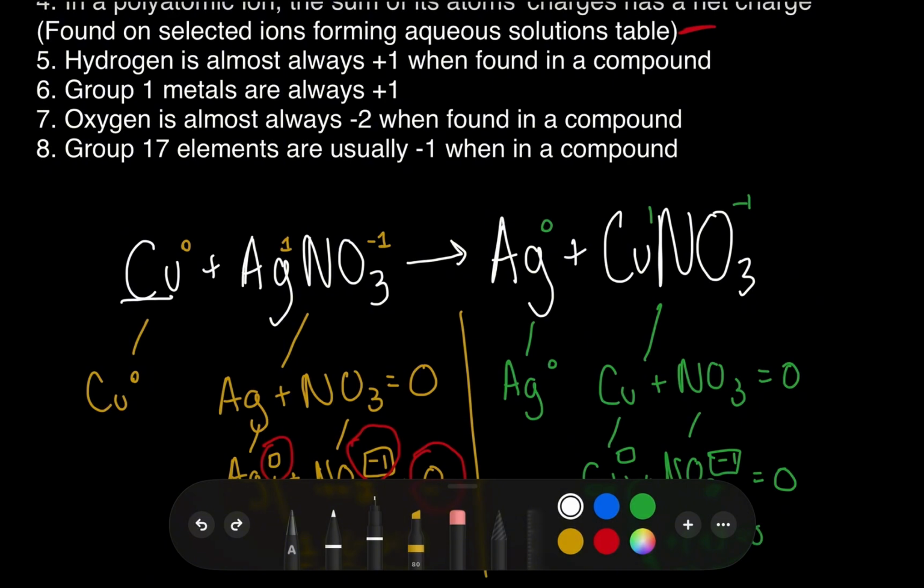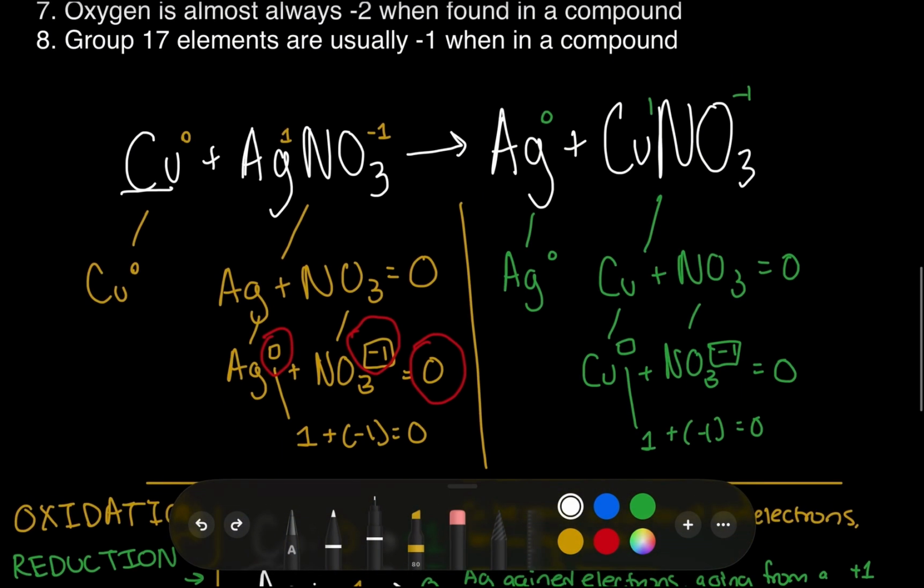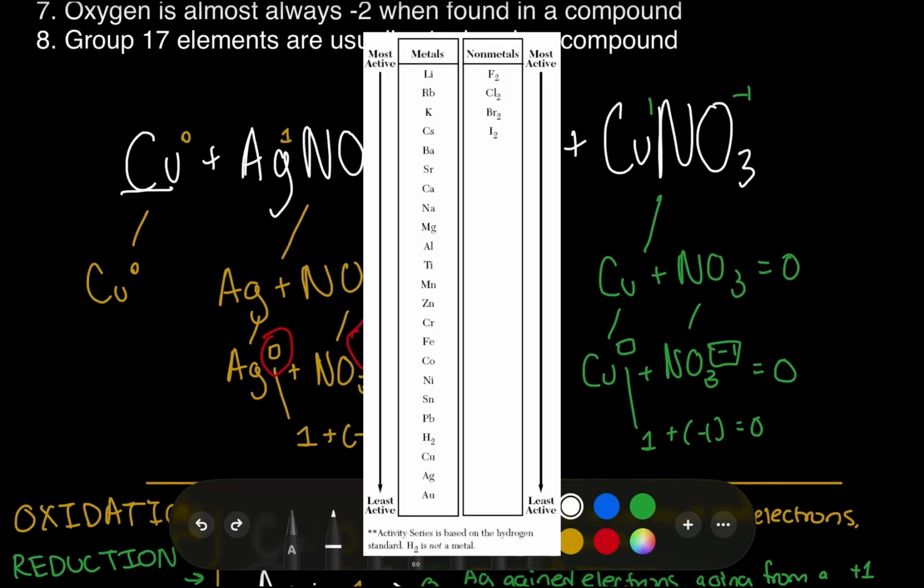Oh, and I don't know if I clarified this earlier, but the reason why copper was able to replace Ag in the compound is because if you have an activity series, which I'm going to put an image of right now, Cu is higher up, so it's closer to the most active level. It's more active than silver, which is below, closer to the least active.